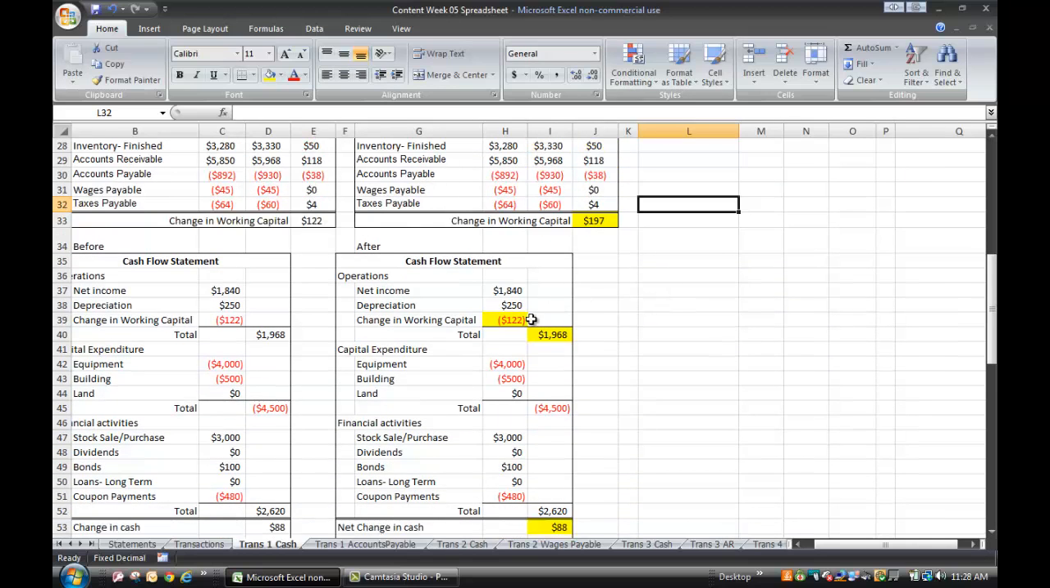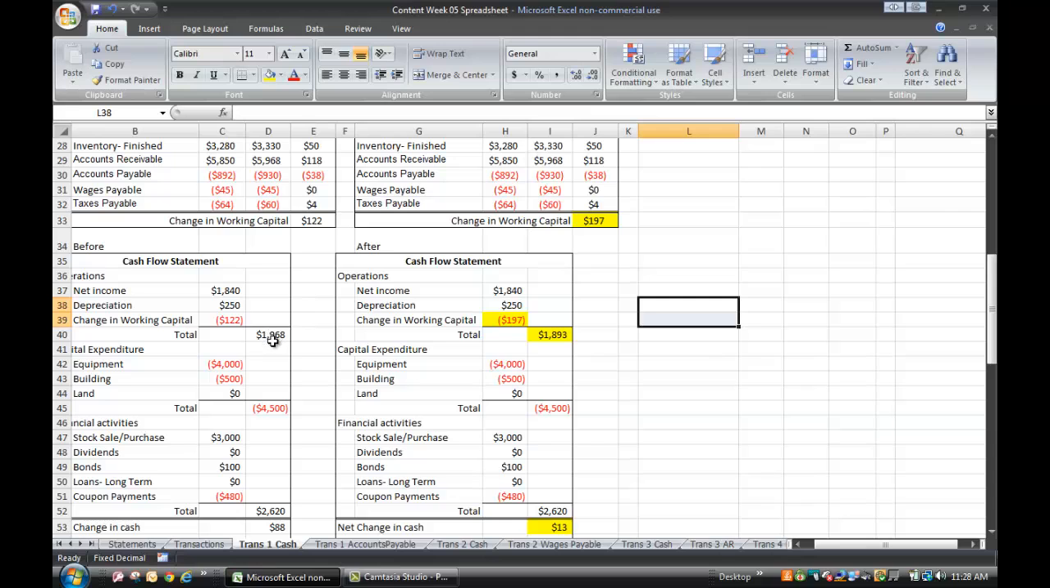So that then it should be recorded down here. Now note that it should not be a positive 197. That greatly increases this. It has to be a negative 197.